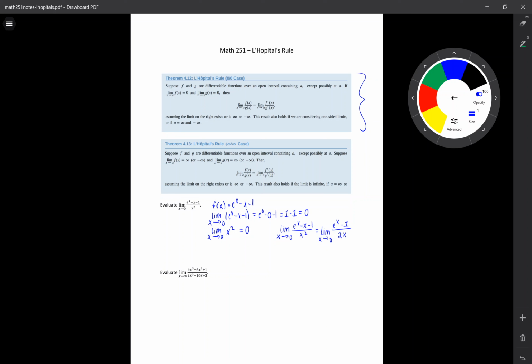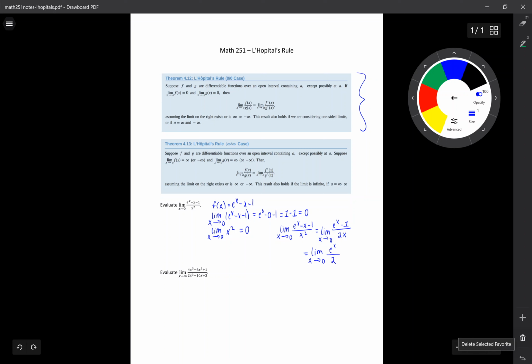All right, so let's check this out again. If I plug in x equals 0 into the top, I still get e^0 minus 1, which is 1 minus 1, or 0. If I plug in x equals 0 to the bottom, I still get 0 on the bottom as well. So at this point, we still have 0 over 0. So what I'm going to do is take the derivative again. So this is equal to the limit as x approaches 0 of e^x divided by 2.